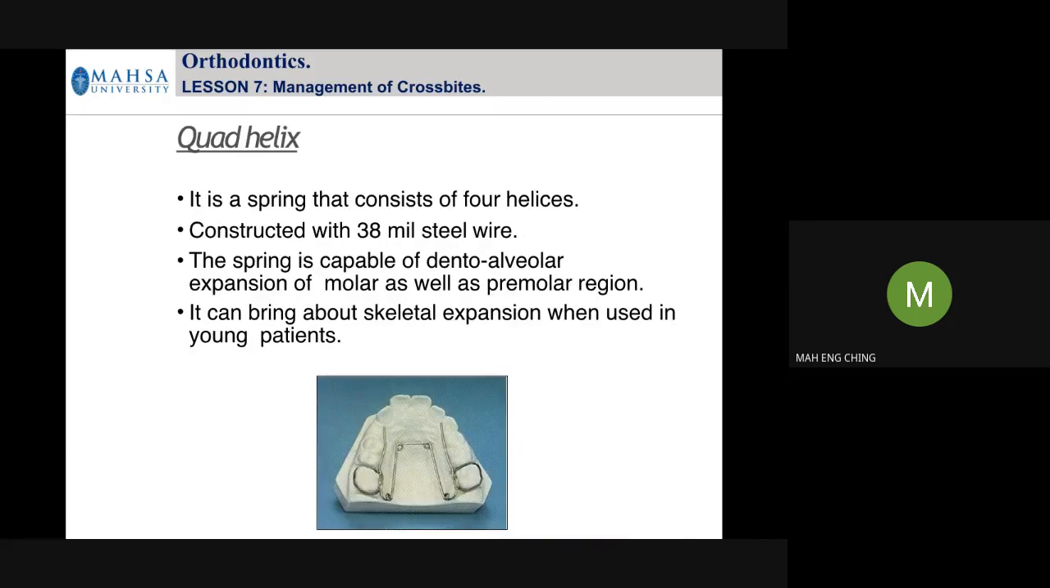Of course, later we have this W design modified by putting loops or helices on the 4 angle. Then we come up with this quad helix expander, which is quite famous in the UK.